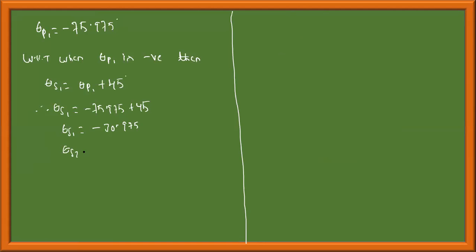Theta S2 is equal to theta S1 plus 90. Therefore, theta S2 is equal to minus 30.975 plus 90. How much will this be? 59.025, sir. Okay.